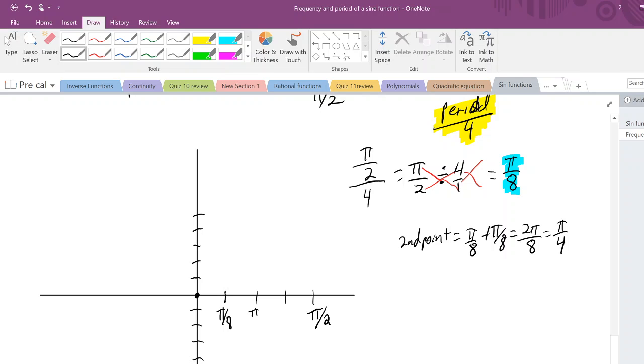So the next one's pi over 4. Then the third point I have is equal to 2 pi over 8, plus pi over 8, which is equal to 3 pi over 8. So now you're probably wondering, Mr. O, where did you get this 2 pi over 8? From the second point right here, which is the same thing as pi over 4. So this is 3 pi over 8.